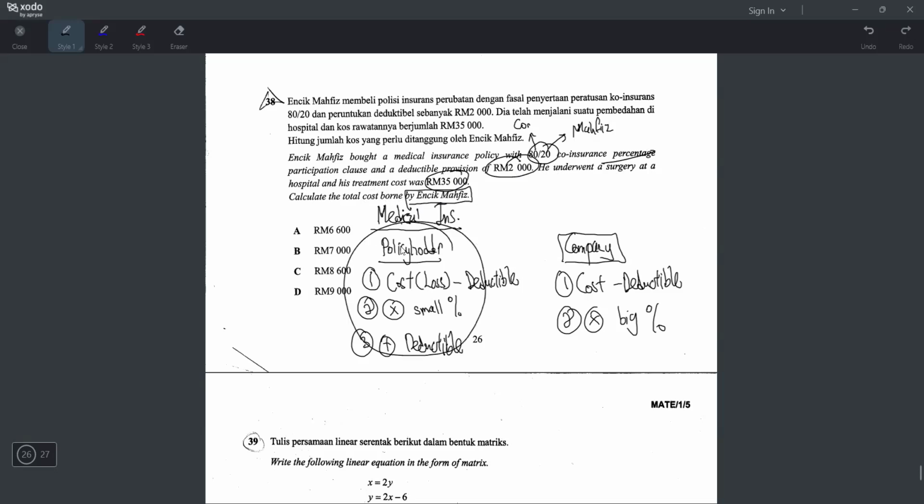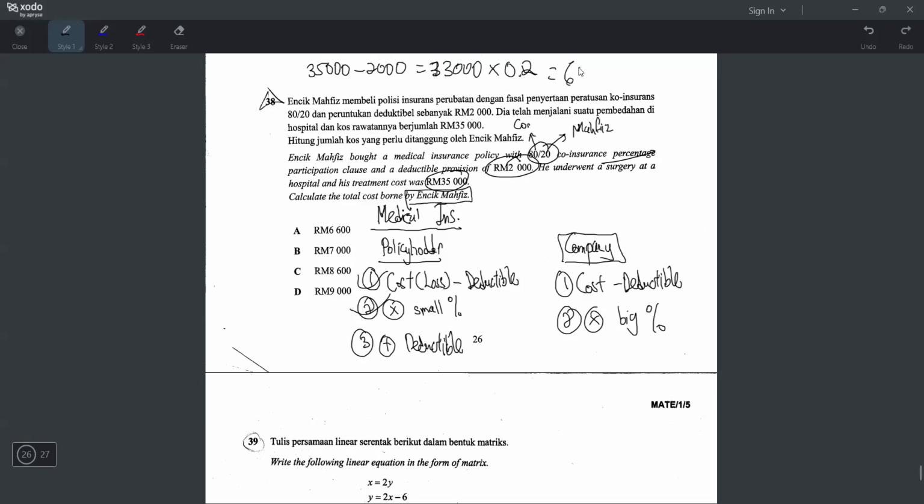So use this formula. If they want the company, then you use the other one. So step number 1, cost minus deductible. So what's the medical cost? 35,000 minus deductible 2,000, and then you get 33,000. And then just follow my notes. What is step number 2? Multiply with the small percentage. Multiply by how many percent? 20%, so 0.2. Okay, press the calculator. So what do you get? 33,000 times 0.2, 6,600.